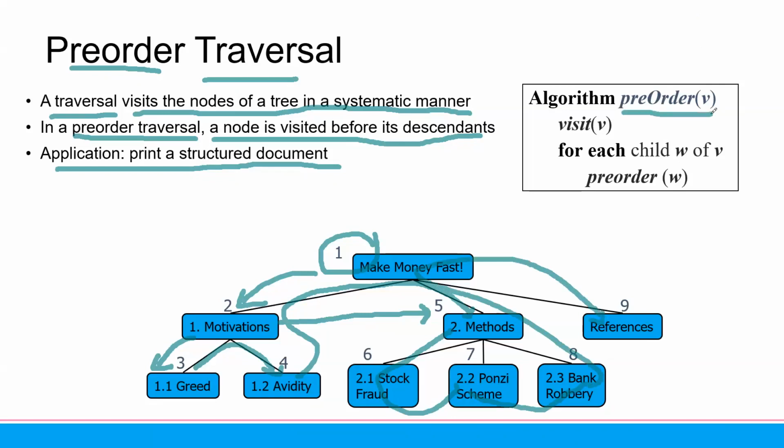So we call this pre-order. V is the vertex or the node, and let's visit V. If V is visited, then for each child W of V, we will do recursion.